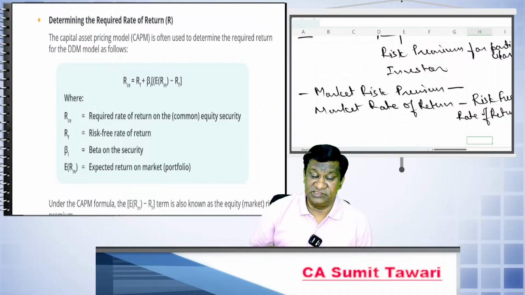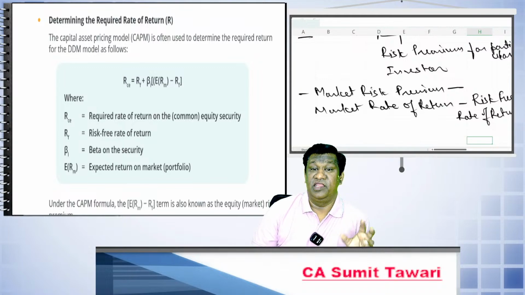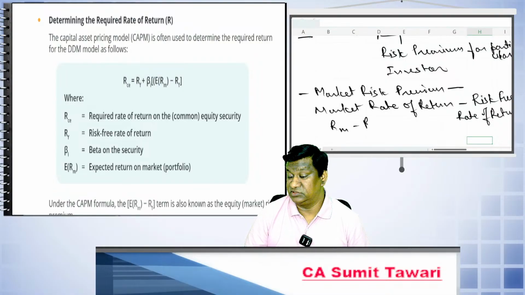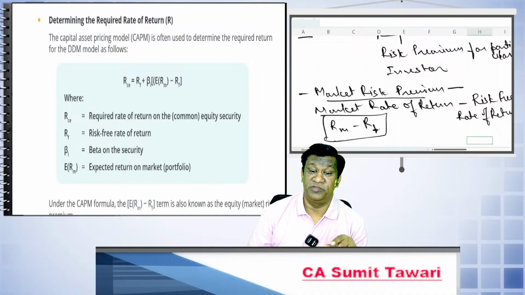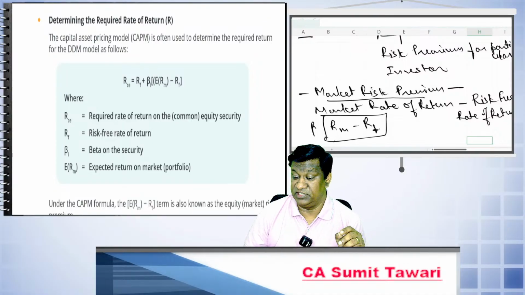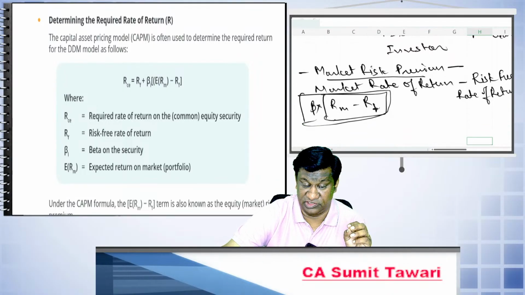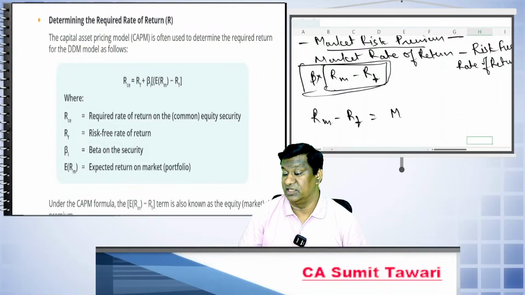See, in an examination, sometimes you are not given all the variables. They may give the market premium, that means RM, the market return, minus the risk-free rate of return, which they already gave. This is basically the market risk premium. They may also give the risk premium for an individual portfolio, that means beta multiplied by the risk premium, the entire thing given in the examination. So you need to be careful while reading the question. Market risk premium is simple. What is my expected market rate of return and what is my risk-free rate of return? That is basically the market premium.